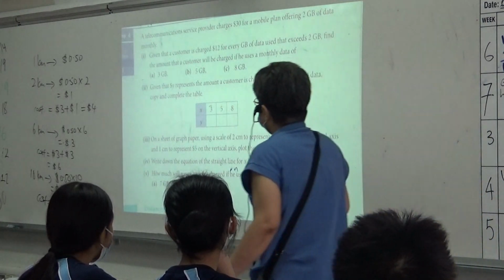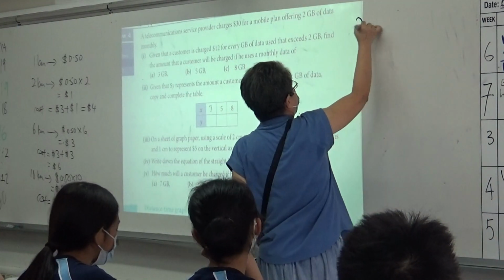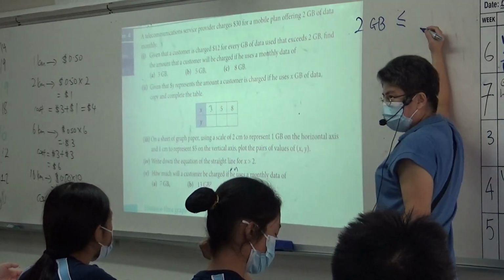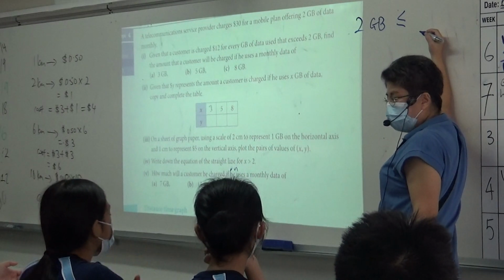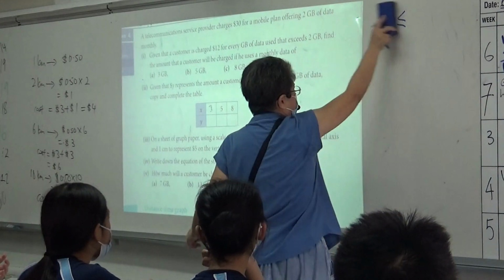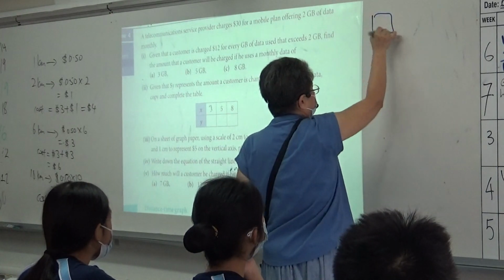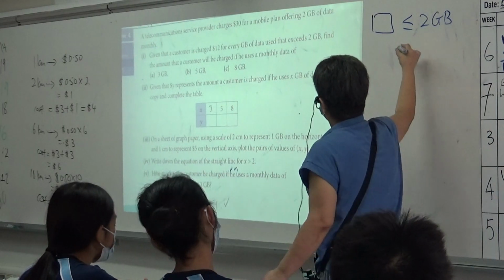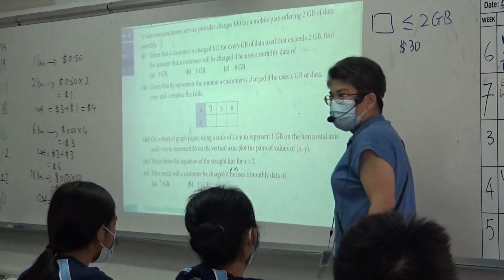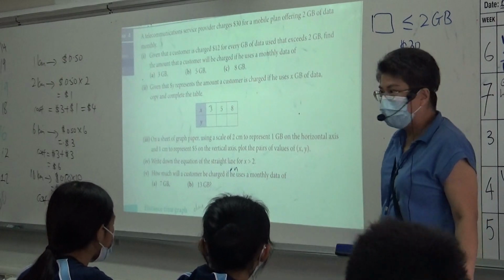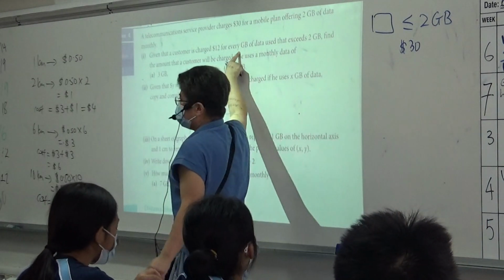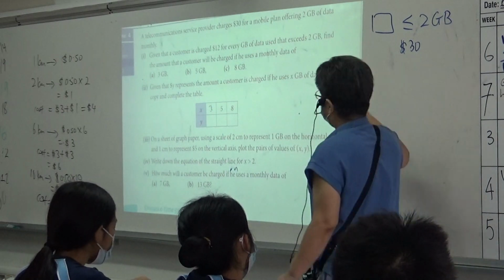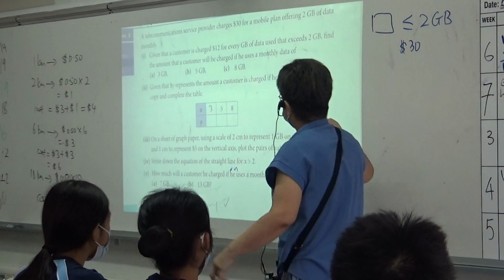Now, do you agree that anything less than or equal to 2 gigabyte? Okay, sorry, this is more than. If you use the amount that is less than or equal to 2 gigabyte, you must pay $30, right? Yes. Correct. Then if you use 1 extra gigabyte, you will pay $12, right? Agree, class? Okay. All look at, listen to me, please.